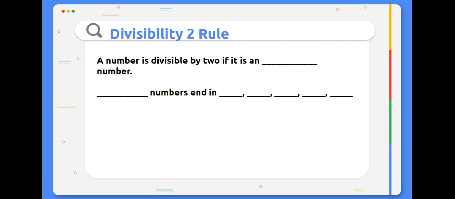Okay, we're going to start with the divisibility rule for the number 2. A number is divisible by 2 if it is an even number. In case you've forgotten, even numbers end in 2, 4, 6, 8, or a 0. If you see that in the ones position of any number, then you can divide it by 2 equally. Here's an example: 24. I see that it has a 4 in the ones position, so I know that I can divide it by 2.